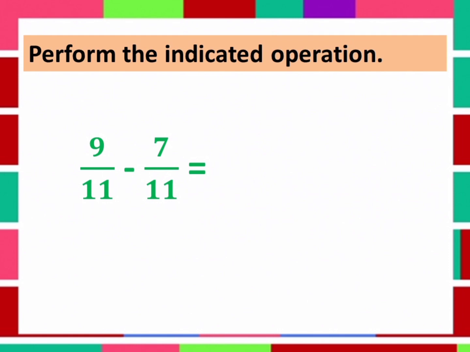So let's go back to the given. What you are going to do is subtract the numerators. So 9 minus 7, then copy 11. Then simplify. 9 minus 7 is equal to 2 over 11. So the final answer is 2 over 11.